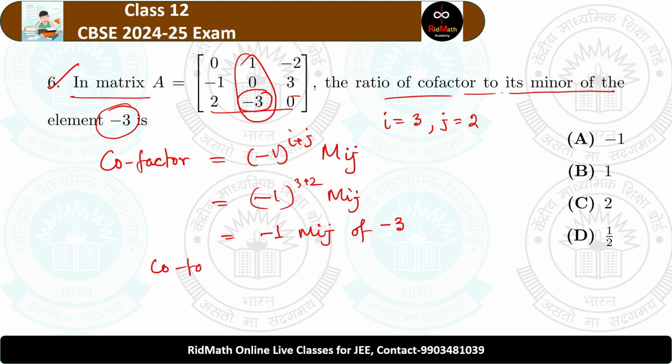So the cofactor of minus 3 divided by the minor M_32 of minus 3, both are equal in magnitude, so the ratio is equal to minus 1. So the ratio is minus 1. Option A is correct. Next problem.